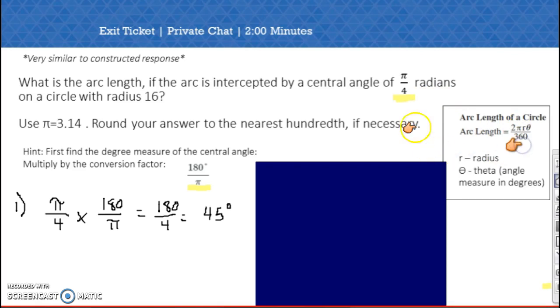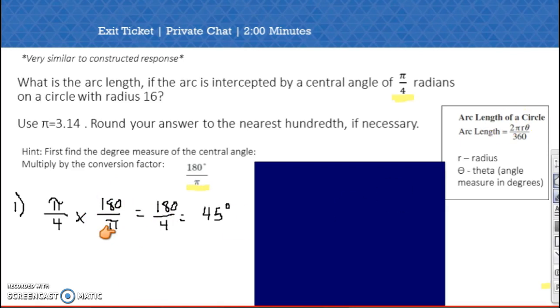All right, so if we're given radians, pi over 4, to change that to degrees, our conversion factor, I've given that for you here, is 180 over pi. So you're simply going to multiply those out. Remember, we're multiplying, so this is on the numerator and the denominator, we can cancel that out because that would be 1. Pi over pi is equal to 1. So we're left with 180 over 4. Divide that, we get our central angle, or theta, is equal to 45 degrees.